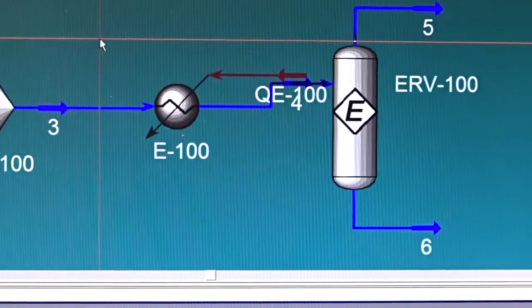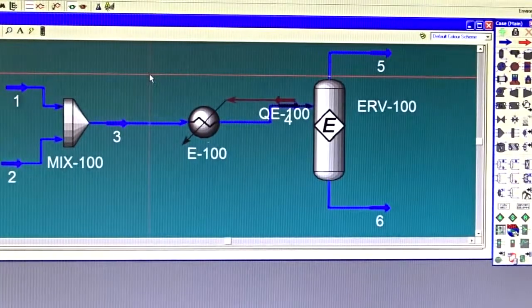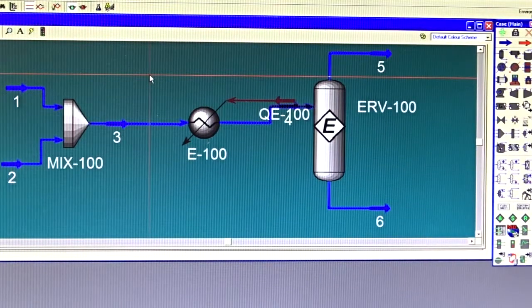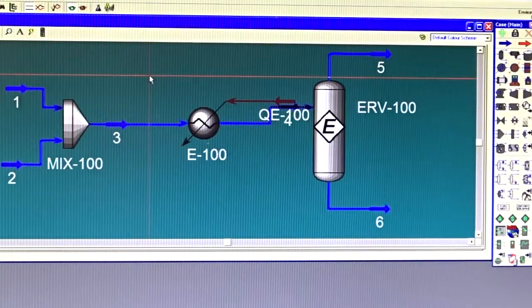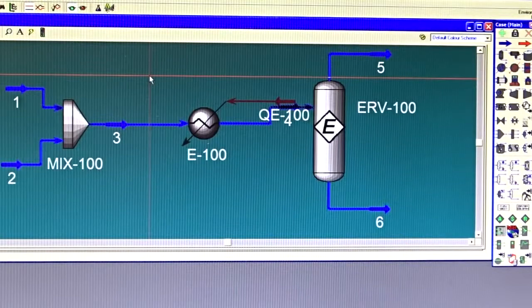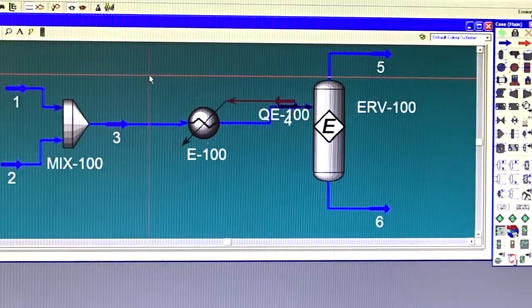So what did we learn up to now? We learned how to operate a mixer, a heater, and an equilibrium reactor, and how to add reactions and a reaction set. We'll stop now and we will continue with two extra unit operations in the next lecture, which are the component splitter and the distillation unit. Thank you.